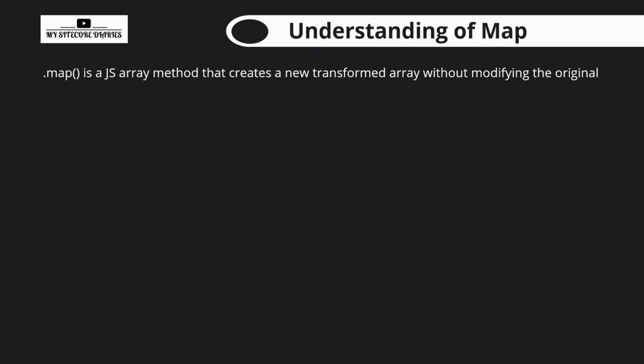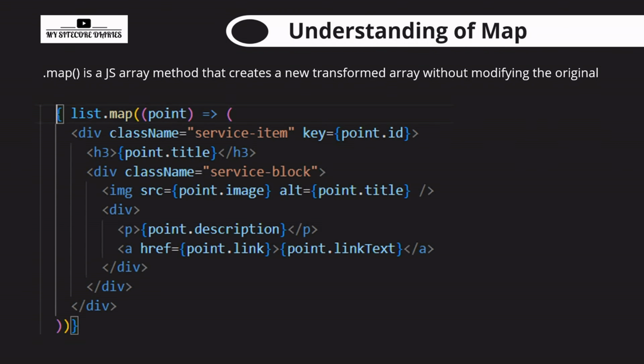It works in a similar way. The map function is a JS array method that creates a new transformed array without modifying the original. So it doesn't modify the original one, but it transforms it into another array. Okay, so this is also used in React. So this is the high level structure or syntax.